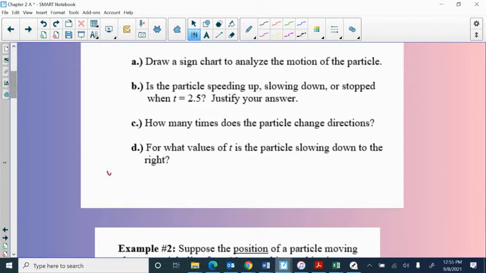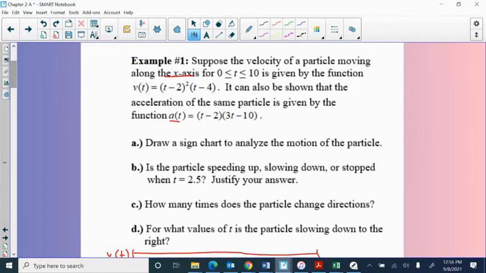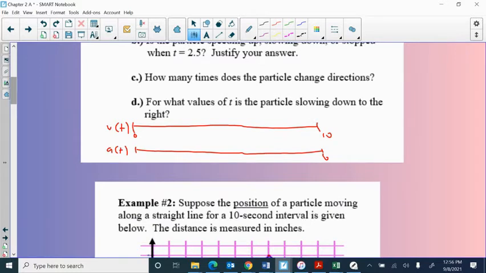Maybe in one line, write V of t from 0 to 10, and right underneath it, A of t from 0 to 10. And we want to put down the zeros. Notice that for the velocity, there would be two critical values, two times when the velocity is 0. Those are 2 and 4. So I want to indicate here's time equals 2 and time equals 4.